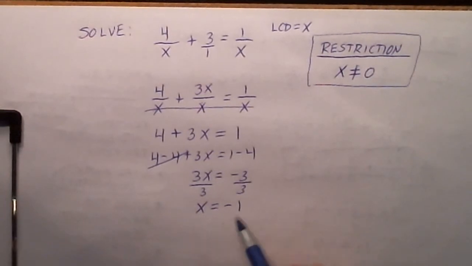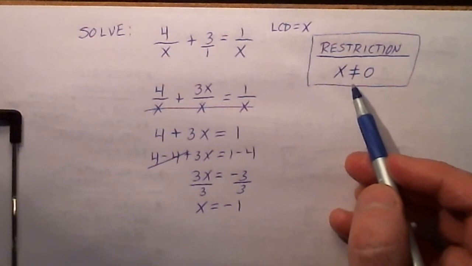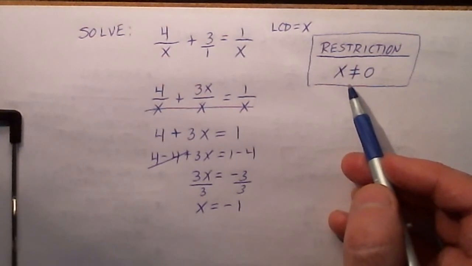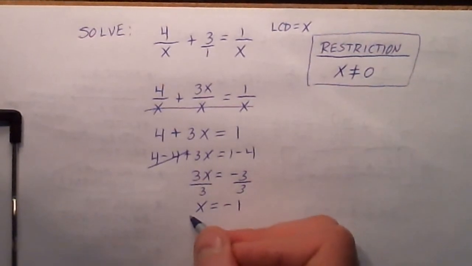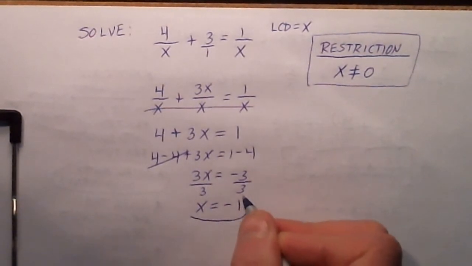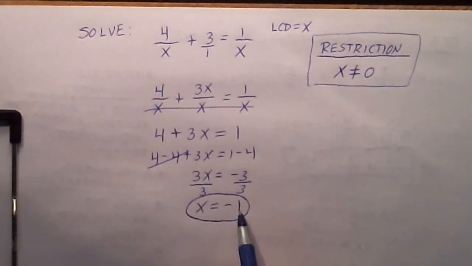Notice our solution x equal to -1 does not violate any restriction that we had to initially impose on this rational equation. And because of that, ladies and gentlemen, we would retain this as our solution, and we're done. So x equals -1 is the solution to this rational equation.